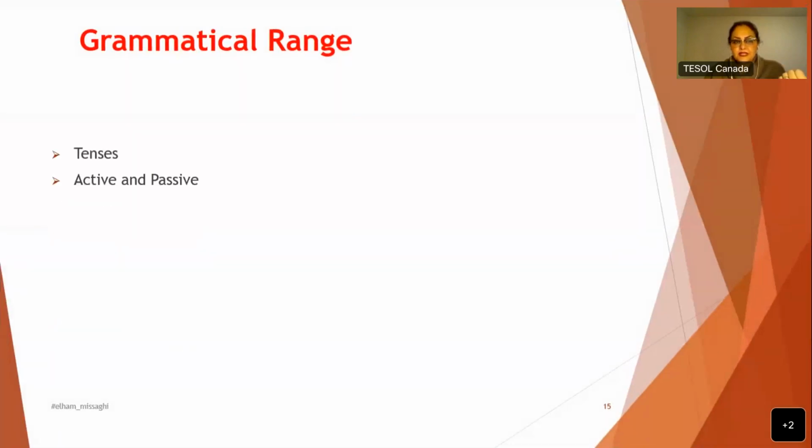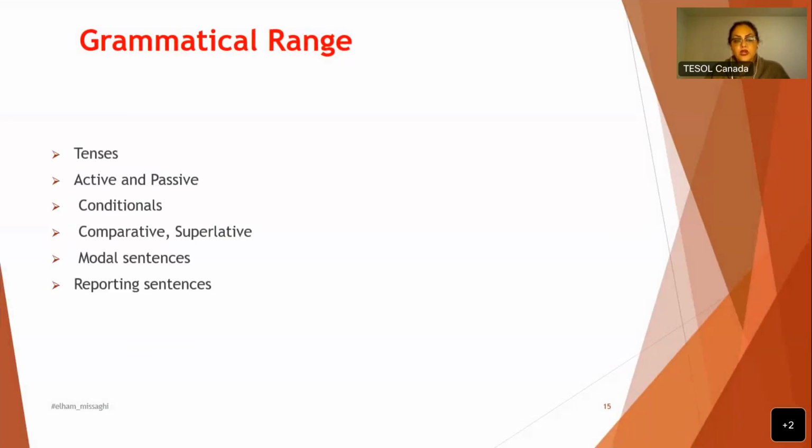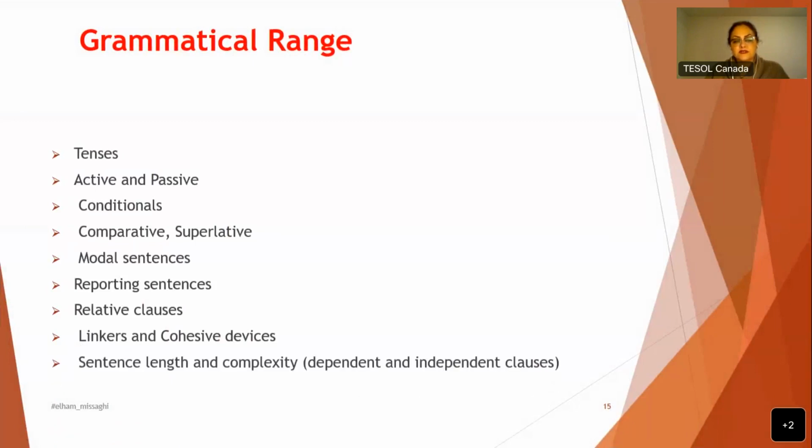So basically, for grammatical range, tenses, active, passive, conditionals, comparatives, superlatives, modal sentences, reporting sentences, relative clauses, and linkers and cohesive devices are very important in IELTS. These are grammar points which are very important and crucial for IELTS.